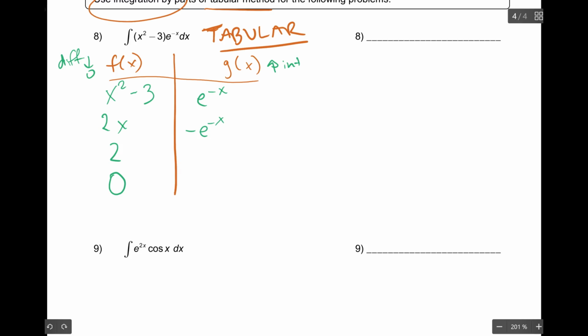Negative e to the negative x. Blessed. What's the integral of that? E to the negative x. What about the next one? Negative e to the negative x. Sweet. All right, now's the time for the magic.